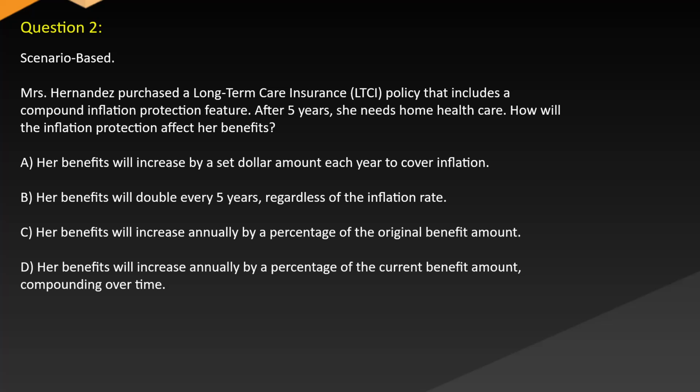A. Her benefits will increase by a set dollar amount each year to cover inflation. B. Her benefits will double every 5 years, regardless of the inflation rate. C. Her benefits will increase annually by a percentage of the original benefit amount. D. Her benefits will increase annually by a percentage of the current benefit amount, compounding over time.